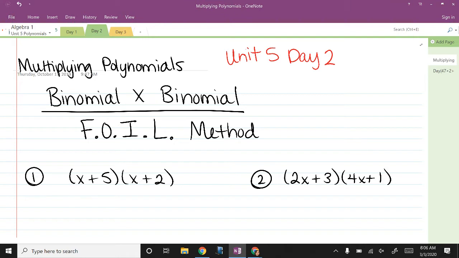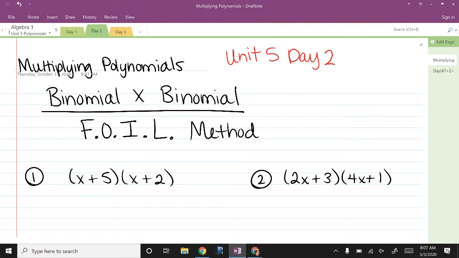So a binomial times a binomial looks like number one right here. You know you're multiplying when the parentheses are squished up together and there's no plus or minus between them. The parentheses are just up against each other. So that's how you know it's multiplication. They're not going to put a dot or a times sign.